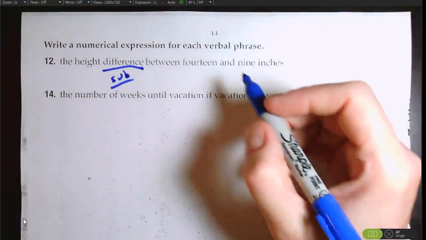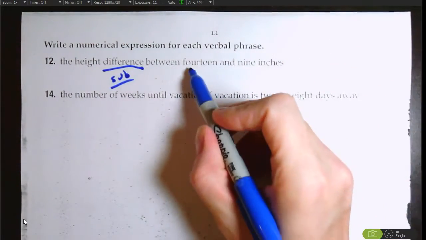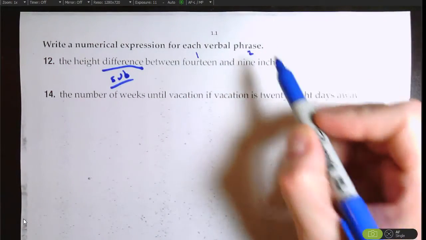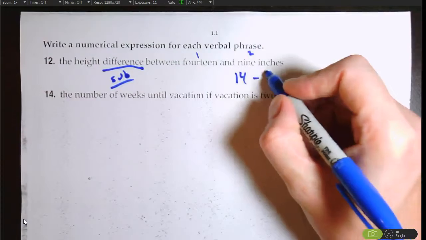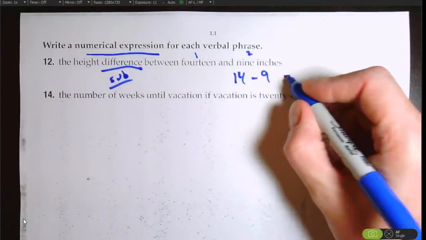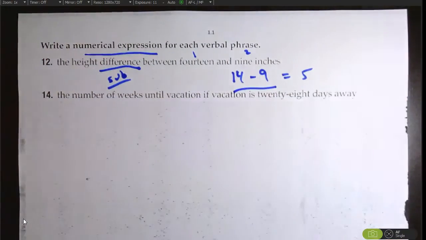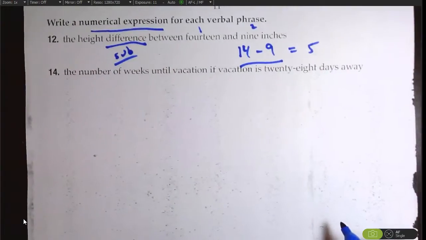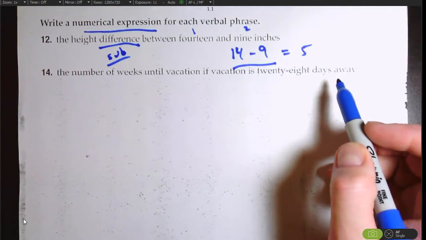The thing is with subtraction, the order is very important because it says between 14 and 9, and we have to do this guy first, then this guy second. So simply 14 minus 9. Now it just says write the expression. If you want to simplify it to solve it, you could and say it's 5, but it would just simply be 14 minus 9.